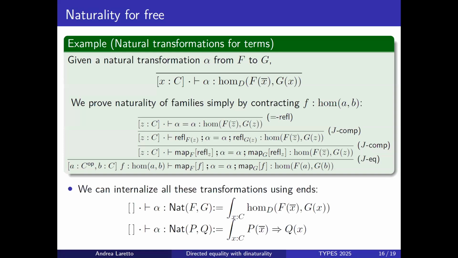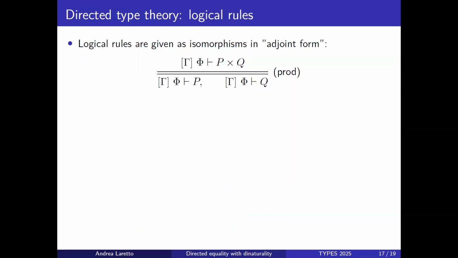And also you can internalize these families inside the theory by doing some business with ends and coends. So in this case, with ends, you can internalize natural transformations. If you know category theory, this is pretty reasonable. This is a natural transformation from F to G, and this is a natural transformation between predicates. And you can also do the same kind of internalization for dinaturals, but we don't care too much about that now. Great. Now, logical rules for conjunction and implication and quantifiers.